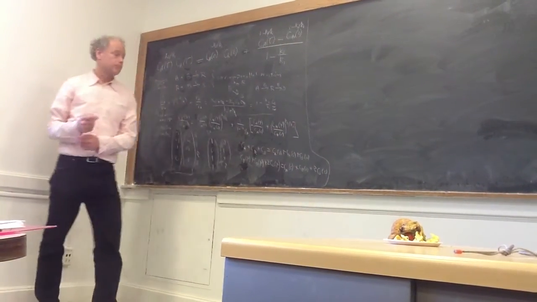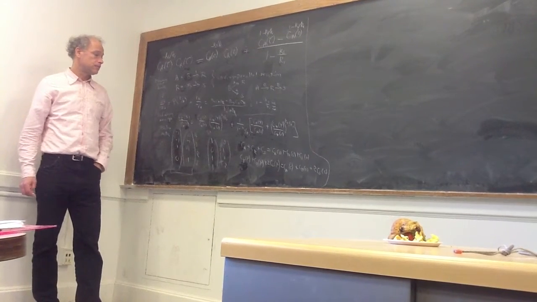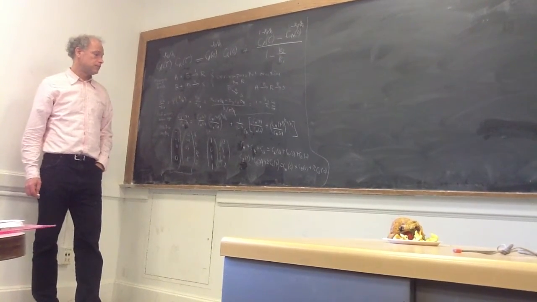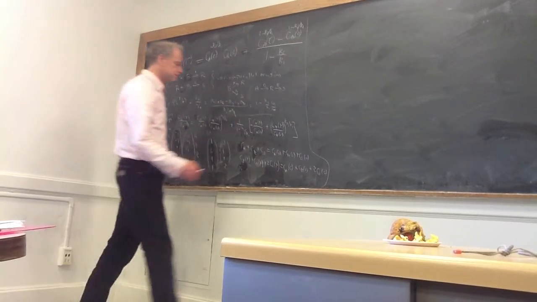Just for the second equation, on the right-hand side, shouldn't it be CB of 0 plus CR of 0? Yes, yes. CB plus CR.